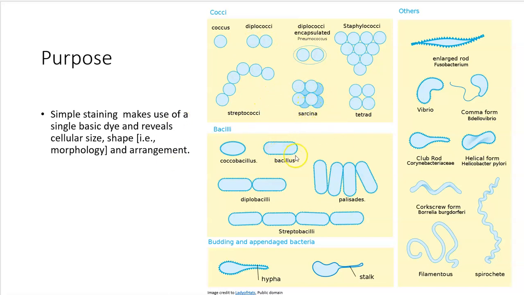Bacilli is another very common shape that we look at. So with bacilli bacteria, they typically need to form some type of linear arrangement, so they're not going to do anything like staphylo or tetrad. They need to be arranged in some type of line. So you can just have a single bacillus, which we sometimes refer to as a monobacillus. We can have diplobacilli. We can have palisades, which are stacked in this type of arrangement together. And then streptobacilli, which is a chain of bacilli.